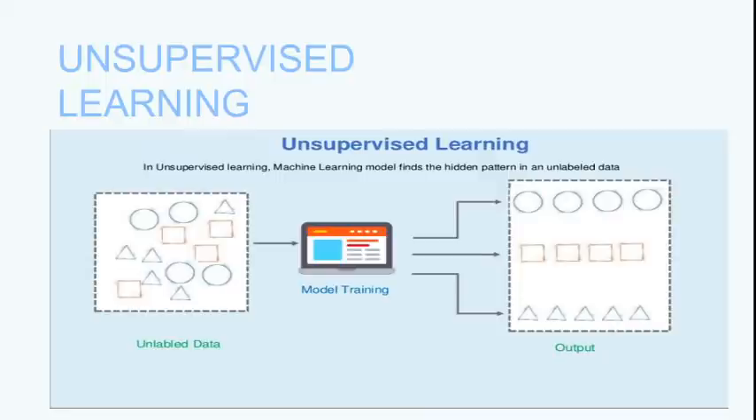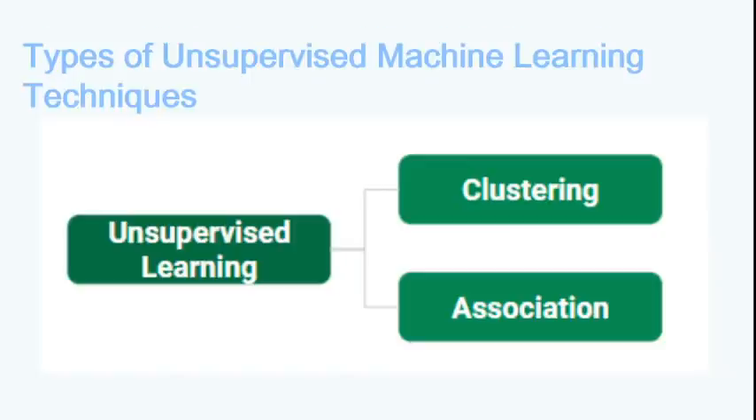Okay, so like that it will be changed automatically; it will be learned from the future values. So that is unsupervised learning. In unsupervised learning, we have only two types, that is clustering and association.